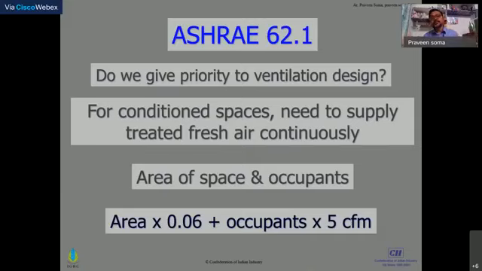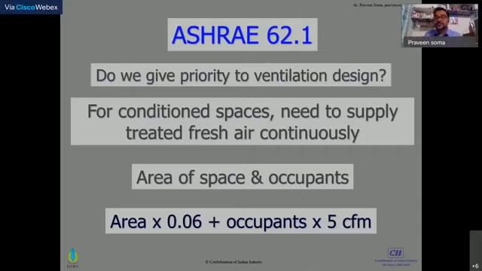So the area into 0.06. That is the standard, irrespective of the area. Suppose your footprint is 10,000 square feet, you multiply 10,000 into 0.06. Plus, it also gives importance to occupants: at least 5 CFM, cubic feet per minute. The unit itself is per minute, it is not per hour. So 5 CFM per person should be pumped.